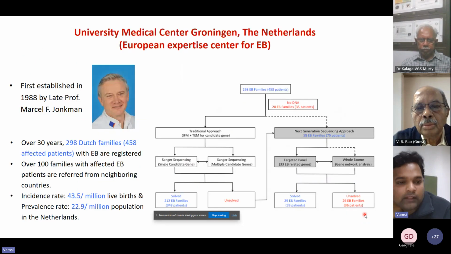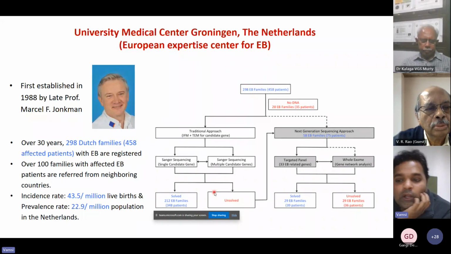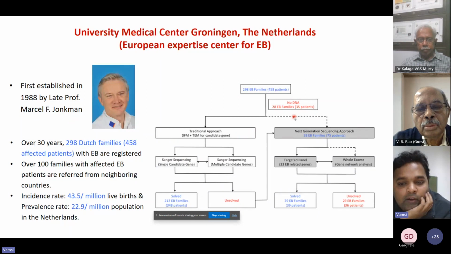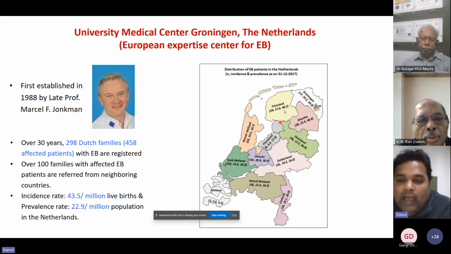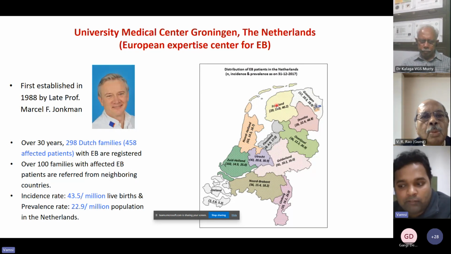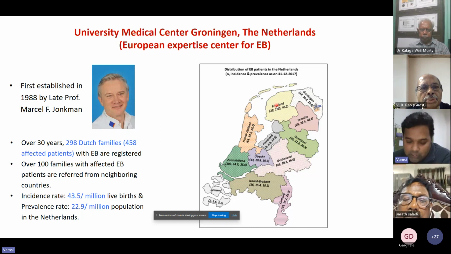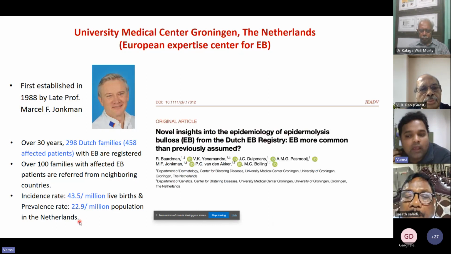While for me, when I went to Netherlands, because of what I could gain, we could change this traditional approach to a next generation sequencing approach, where Marcel, who is my mentor, has developed this expertise center for EB in Europe, where over 30 years he has characterized close to around 300 families. So we could, for the first time, predict the actual prevalence of Epidermolysis bullosa if you consider genetic diagnosis. Earlier, David Fine from the US had given prevalence rates of 1 in 50,000 individuals, but we think that the prevalence rate is now more, and it is no longer 1 in 50,000, and it is more common than previously assumed.